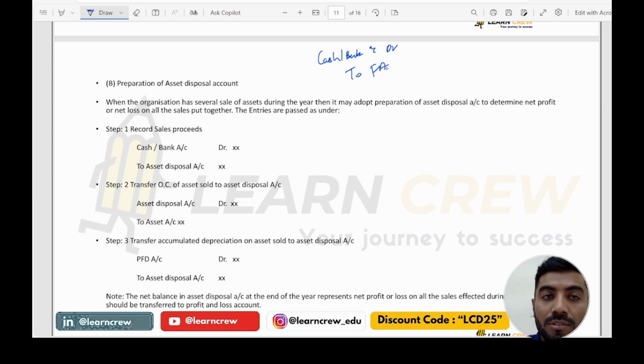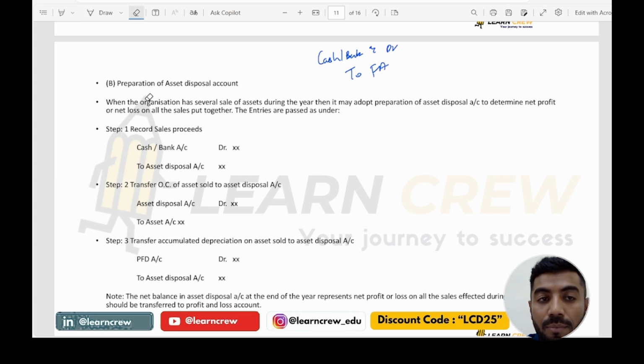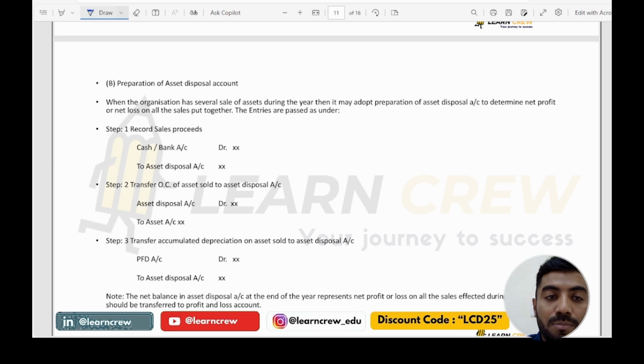So when you're selling an asset and you don't have a disposal account, this is the entry. When you have a disposal account, the entry will be cash or bank account debit to asset disposal account. A separate account will be opened. This disposal account is then transferred to the asset account. Why is this done? Some companies follow this asset disposal account.